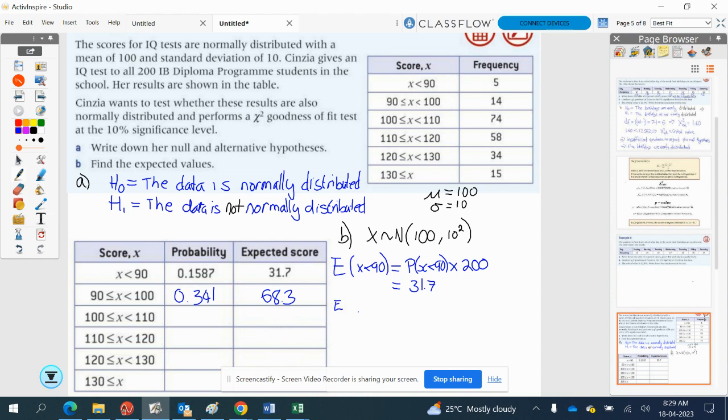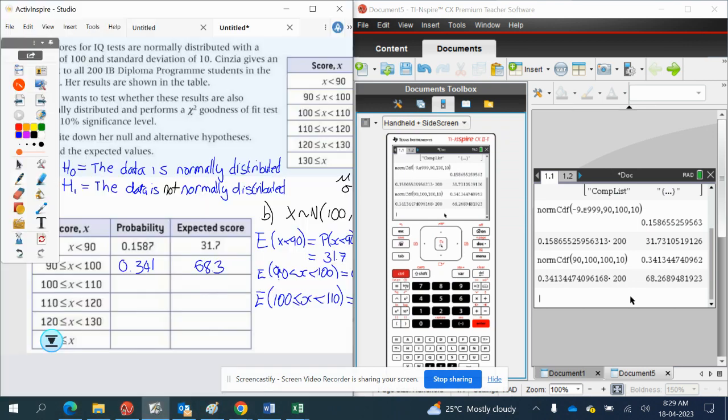So the expected value that x is from 90 to 100 is 68.3. Let's find the expected value that x is between 100 and 110. Let's do this calculation.